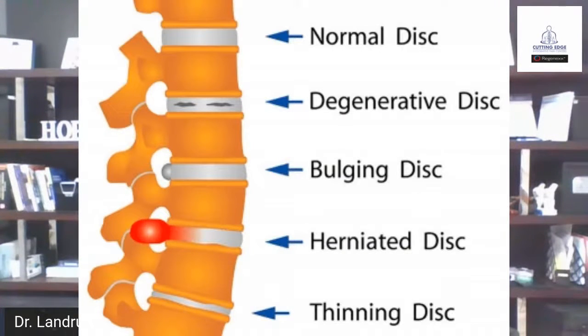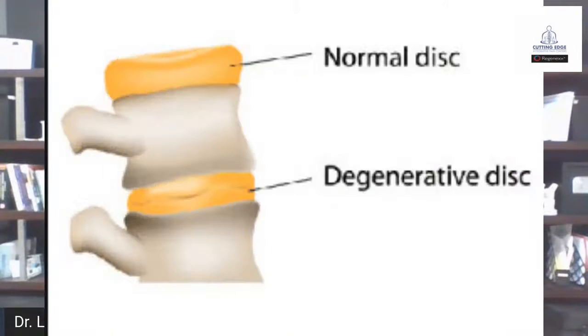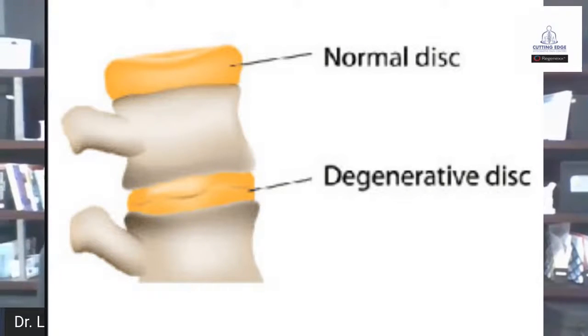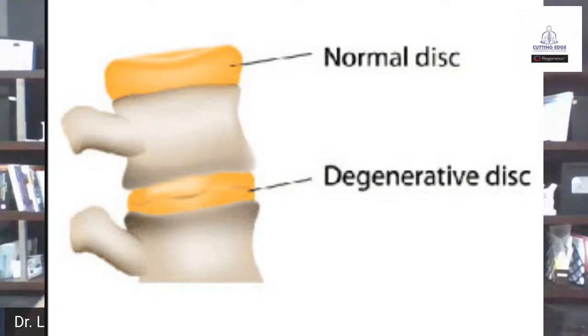As we get into this, the thing that we're looking at is the context of a normal disc versus a degenerative disc. When we talk about normal disc versus degenerative disc, one of the things that we see is the following. A normal disc has no narrowing, no cracks, no fissures, nothing of the sort. A degenerative disc certainly does.